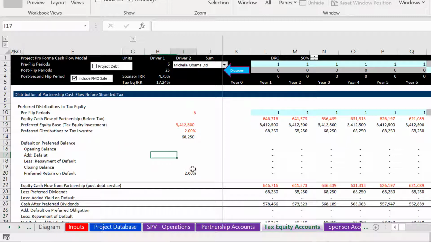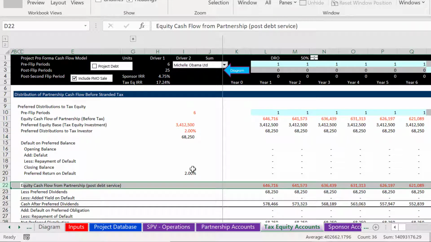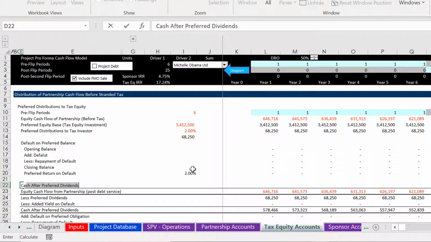Now, when we have a default, it's kind of like any other default, which I've done in a couple of other situations. The opening balance equals the closing balance, but you don't know the default until you make a little bit of a cash waterfall. So I'm going to insert a line and I'll just call this cash waterfall for evaluation of preferred default.